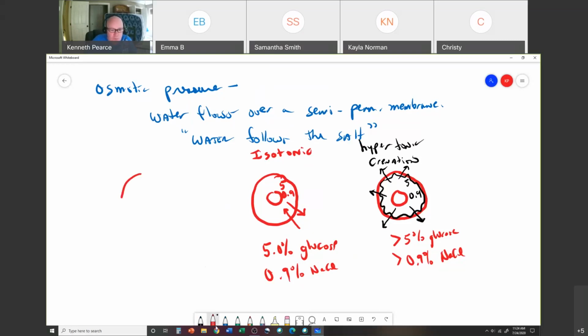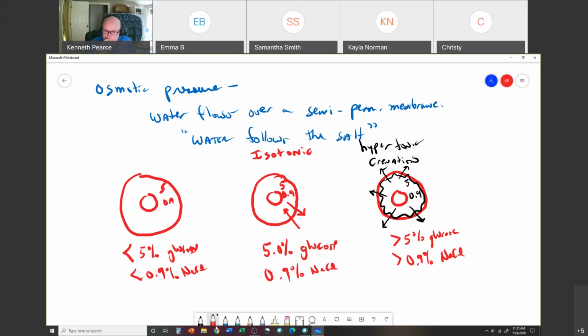All right. One more thing. Let's go in the other direction. Red blood cell. Once again, we're assuming 5 and 0.9 on the inside, but this time we have less than 5% glucose and or less than 0.9% sodium chloride. All right. So which way is the water going to flow this time? Well, where is the higher concentration? It's now on the inside of the cell, so the water is going to flow in.